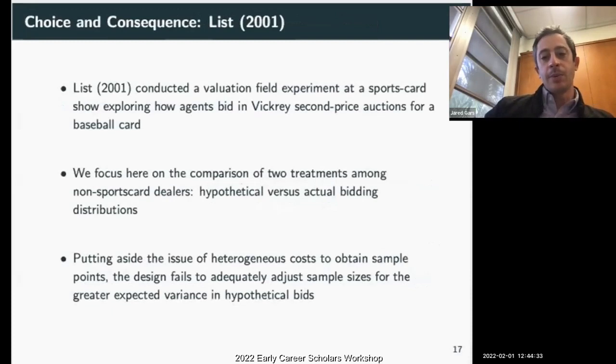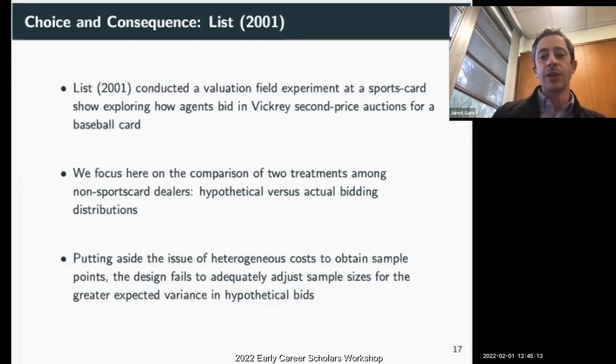In a paper by John in 2001, he used this value elicitation framed field experiment at a sports card show to explore how agents bid in Vickrey second price auctions. So we're going to focus here on the comparisons of the two treatments among non-sports card dealers in which they're either giving hypothetical bids or actual bids. Previous work suggests that in general, valuations in hypothetical bids have a greater variance than the valuations in tasks that are monetarily binding. So here's a situation in which our outcome variance might actually be different across treatment and control.